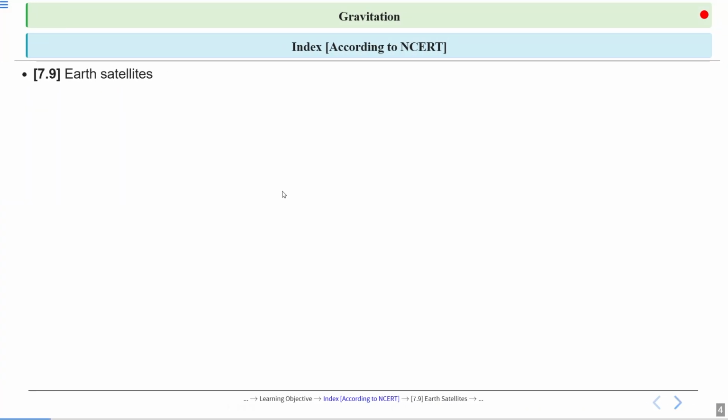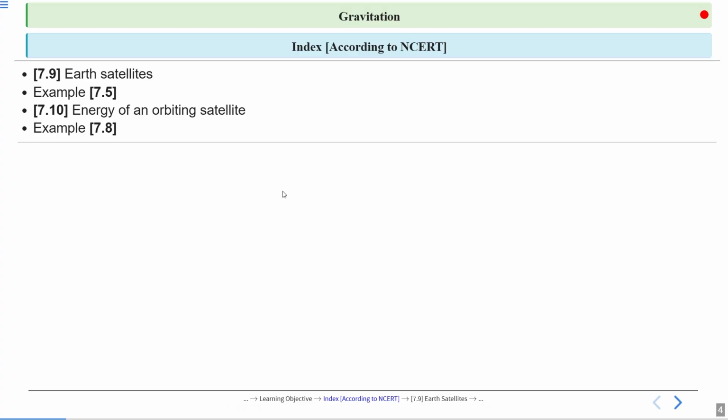So in today's lecture we will first cover 7.9 Earth satellites, then we will solve example 7.5. After that we will learn 7.10 energy of an orbiting satellite, and last we will solve example 7.8.